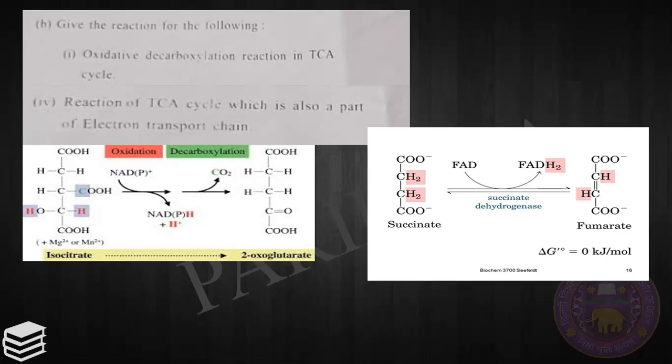If we see the first question, oxidative decarboxylation reaction in TCA cycle, this is the reaction for the first part. इसके अंदर क्या होता है, isocitrate is converted to 2-oxoglutarate. It is nothing but alpha ketoglutarate. It undergoes oxidative decarboxylation. It means decarboxylation occurs, removal of carbon dioxide occurs, as well as oxidation occurs. Oxidation occurs at this point. Hydroxyl group is converted to the keto group.